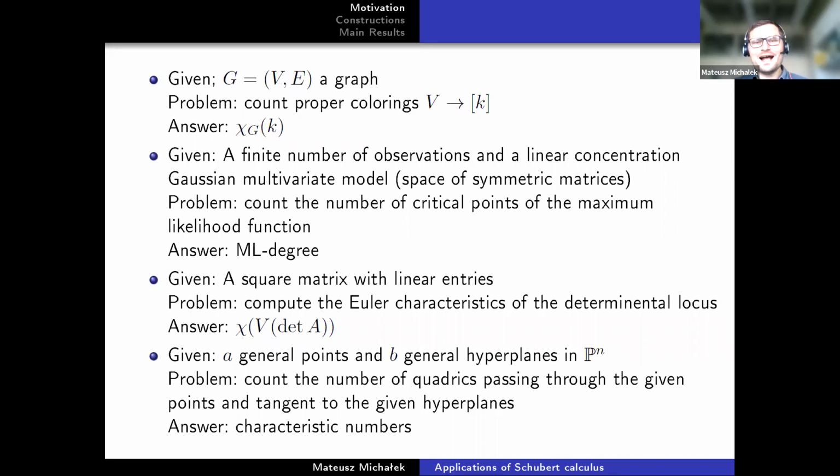Well, we just assign colors to vertices. So every vertex gets a number, let's say from 1 to k, and we require that two vertices that are joined by an edge do not get the same color. Then we call the coloring proper.